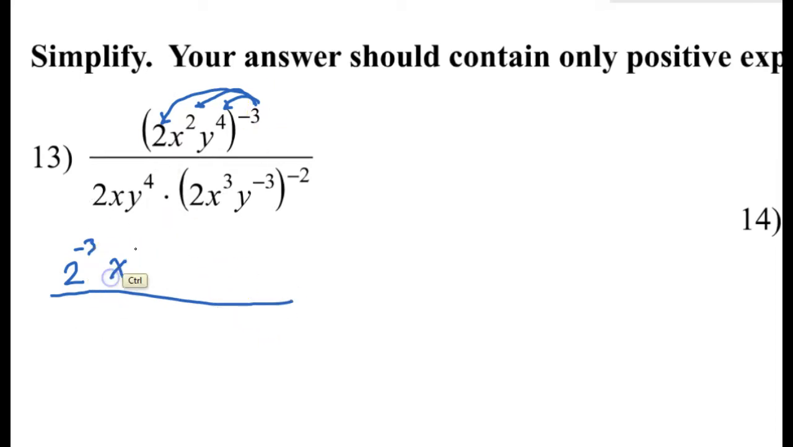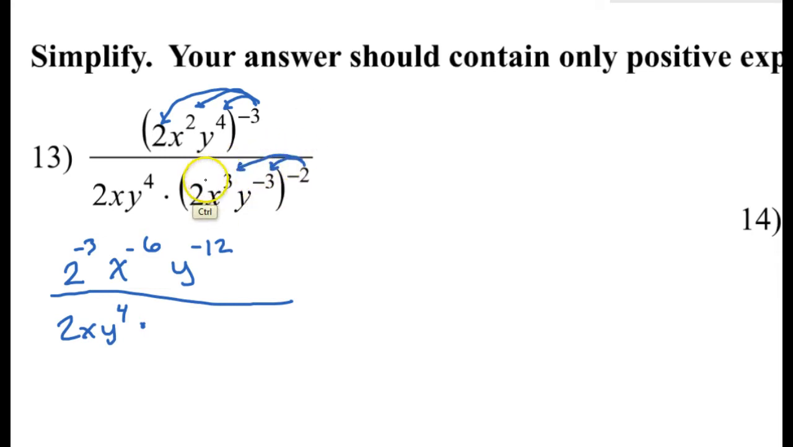Now for the variables, when you raise a power to a power, you multiply. So this will be x to the -6 power and y to the -12 power. Okay, now in the denominator, I have 2xy to the 4th power. And again, I'm going to do the -2 power to everything.